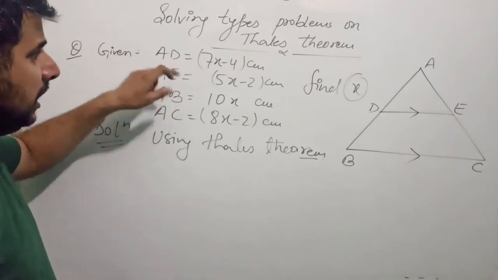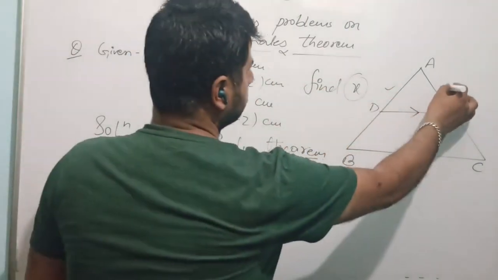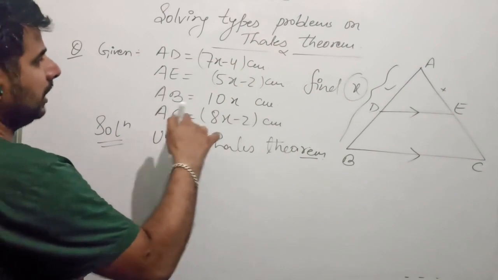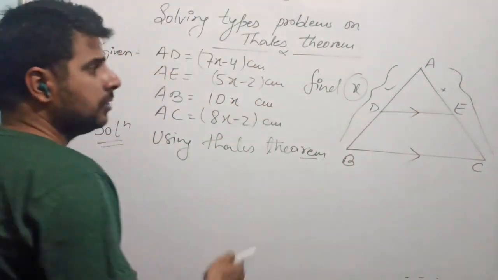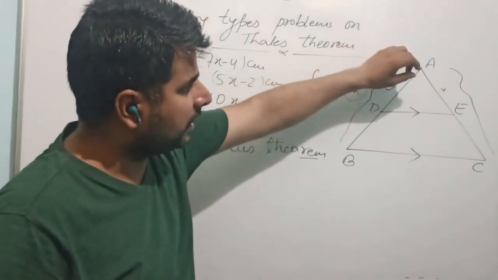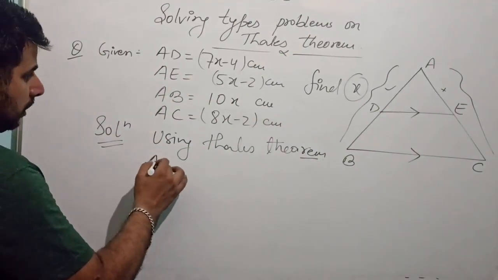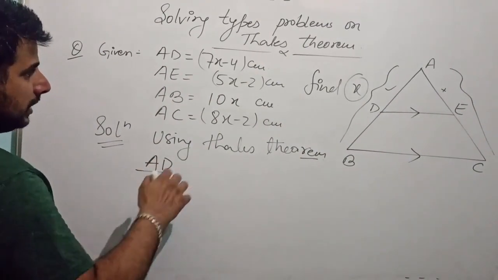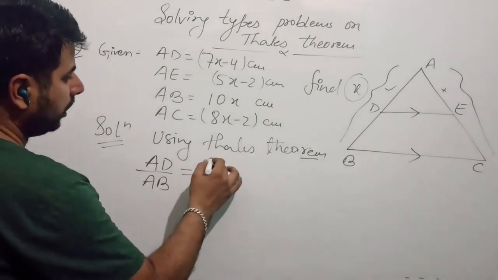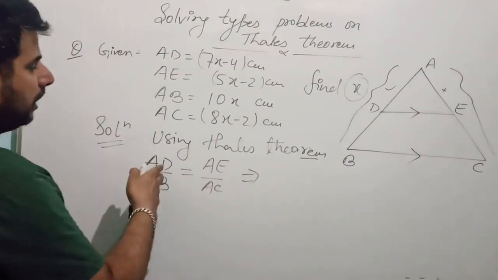So it is given AD, that means this part is given, AE, that means this part is given, AB, the total is given, and AC, this total is given. So it is very easy, you know very well. The part upon the whole is given, and this part also upon the whole. That ratio you are going to use here. So you will write the ratio first. That is AD upon AB is equal to AE upon AC. Right? Now try to put all the values over here.